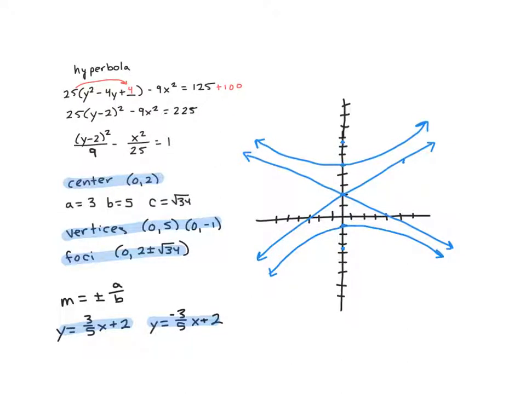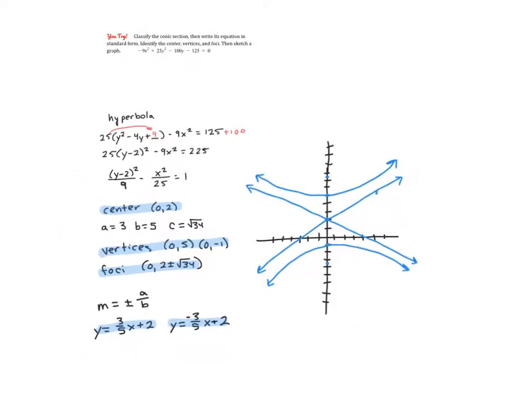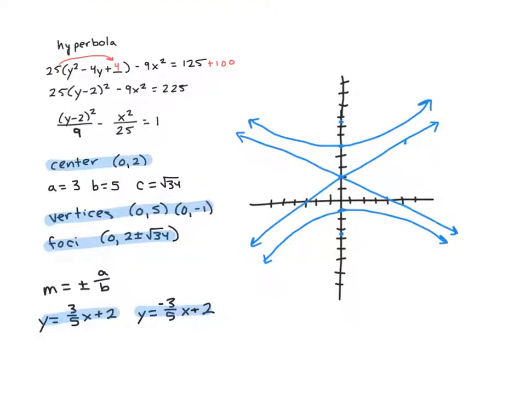Okay, so here we have a hyperbola. We can tell by looking at our equation because a times c is a negative number. So first you need to group and complete the square, and you'll see that what we end up with is a vertical hyperbola. I know that it's vertical because my y term comes first. My a value is 3, my b value is 5, and remember c squared is a squared plus b squared, so c will be the square root of 34.